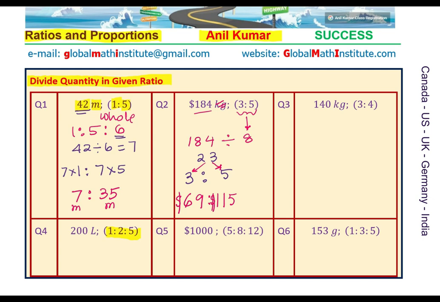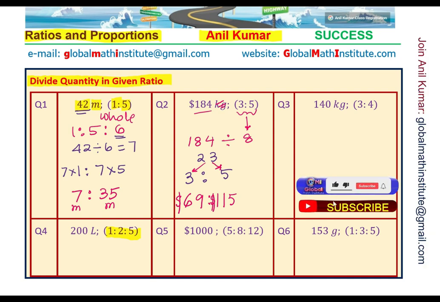Now, the next question, question 3. We have 140 kgs. We need to divide this mass in the ratio 3 is to 4. Means divide them in equal parts. 3 plus 4 is 7, right? So you see how we get 7. 3 plus 4 is 7. So when I divide 140 by 7, what do I get?